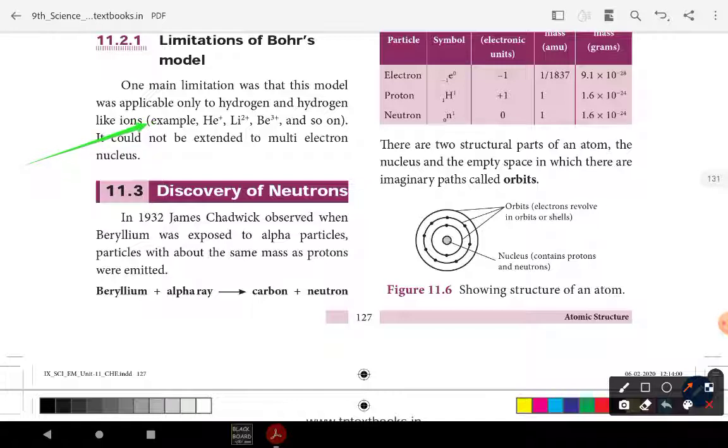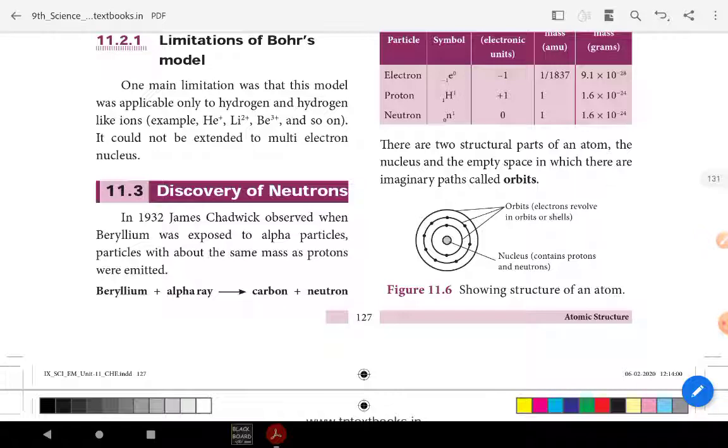So Bohr's model was applicable only to hydrogen, which has one electron, and hydrogen-like ions. It could not be extended to multi-electron systems. இதை explain பண்ண முடியல. Okay, so that is one limitation of Bohr's atomic model. Then let's go on to the discovery of neutrons.